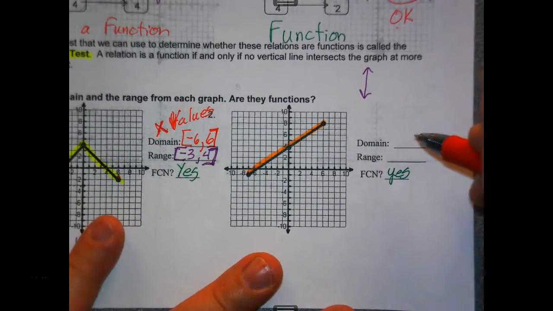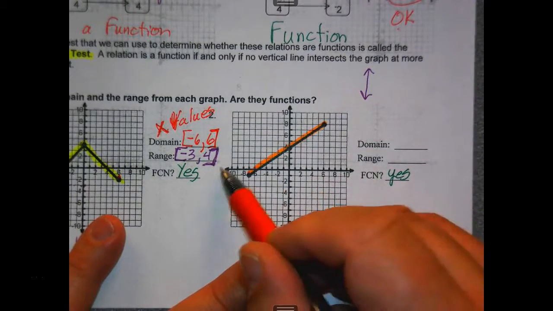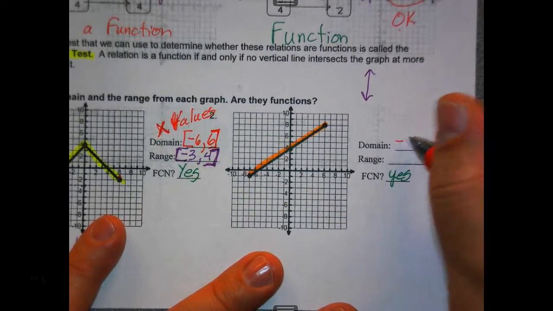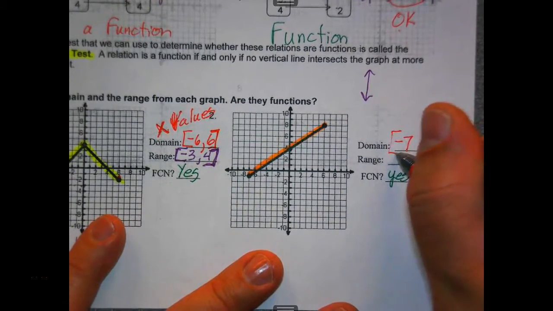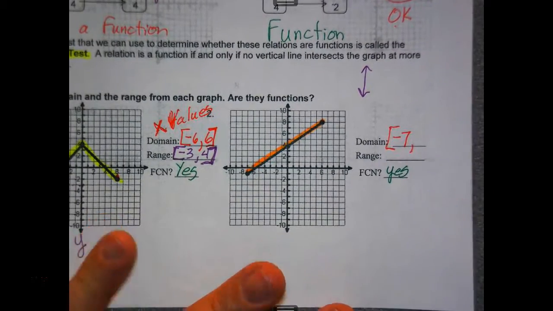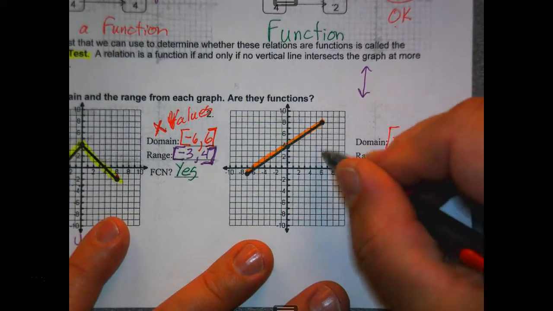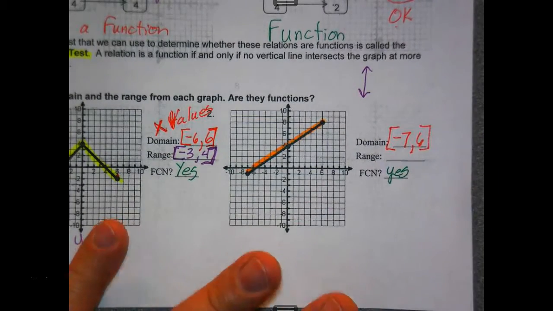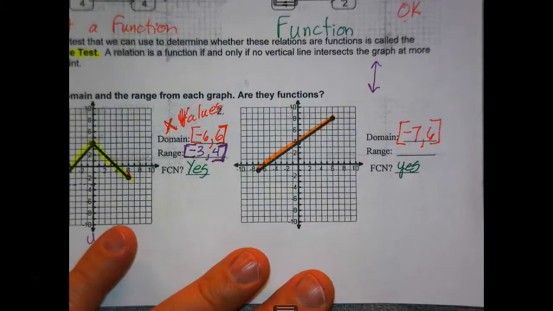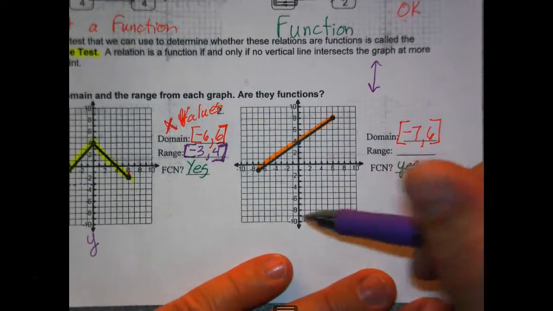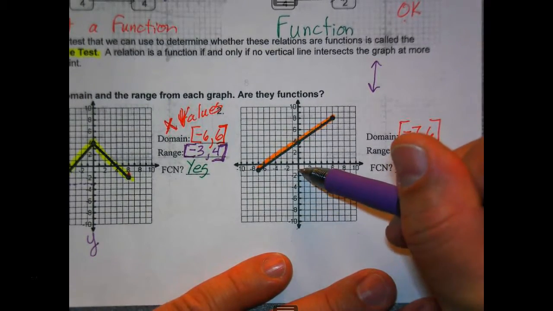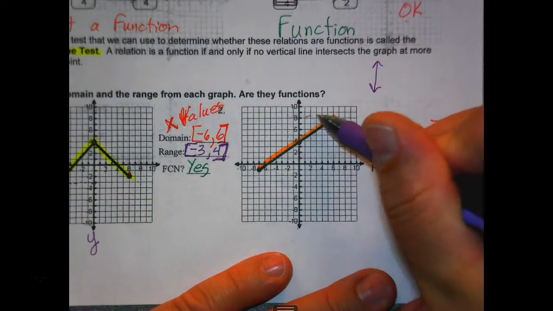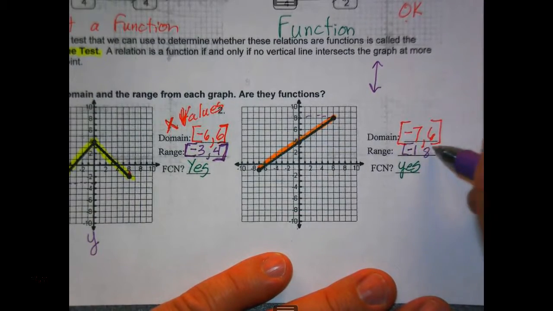All right, domain. Where does my graph start on the x-axis? -7. It includes it because of the closed circle. And then it goes all the way to 6, bracket because of the closed circle. Y values. It starts at -1, bracket. And it ends up at 8, bracket.